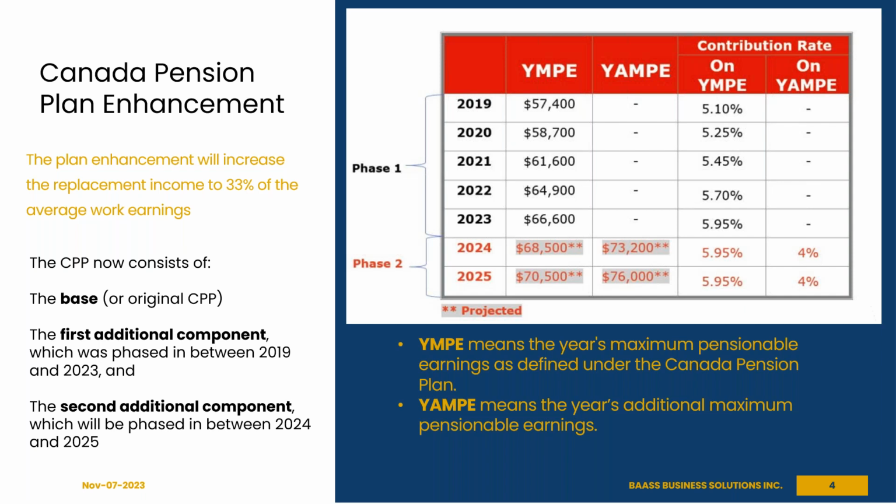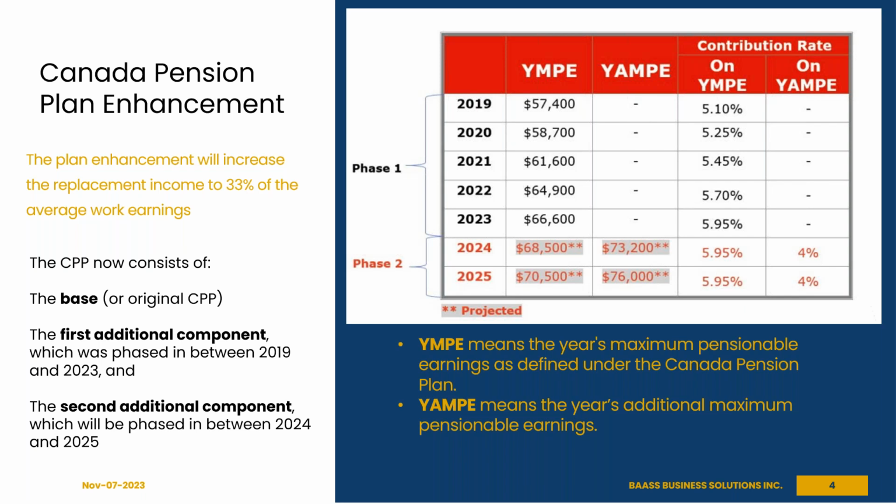There are two items here that I'm going to read the information on, and that is what YMPE stands for. So YMPE means the year's maximum pensionable earnings as defined under the Canada Pension Plan. And then the YAMPE, which could be new to some of you, means the year's additional maximum pensionable earnings.